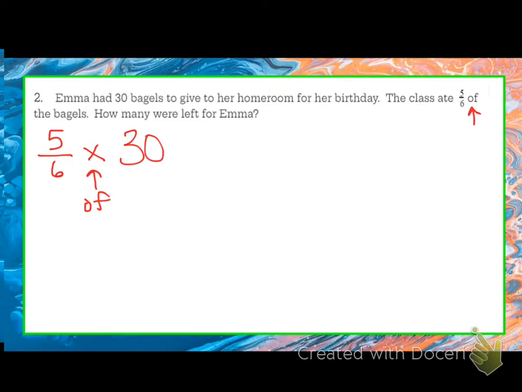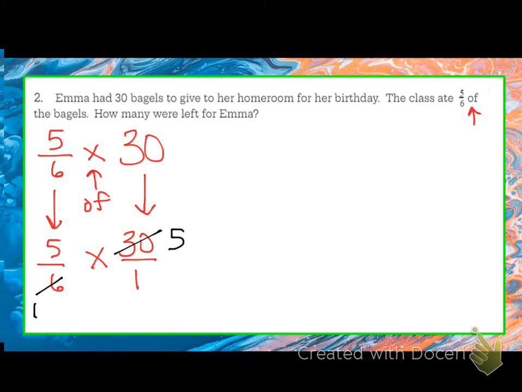Again, when we are multiplying, we know that they have to be written in A over B form. So 5/6 can stay as 5/6, but we know that 30 needs to be written as 30 over 1. Again, A over B form. So we want to make sure we can simplify ahead of time. So we look vertically and diagonally, and I see that there is 6 and 30, and 6 goes into both of those. So 6 divided by 6 gives us 1. 30 divided by 6 gives us 5.